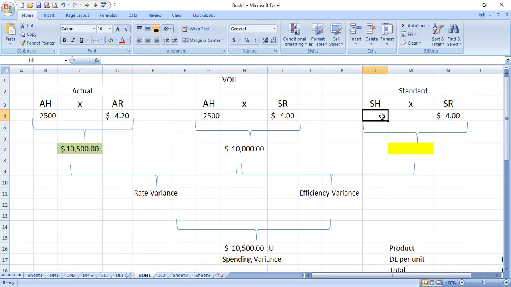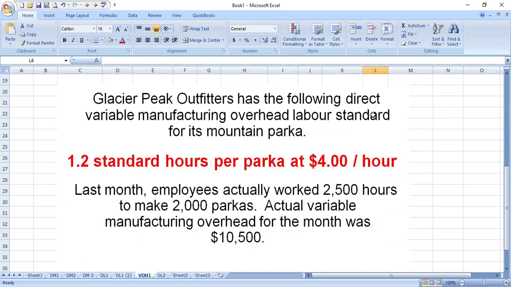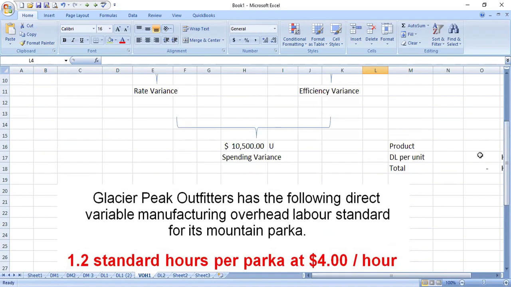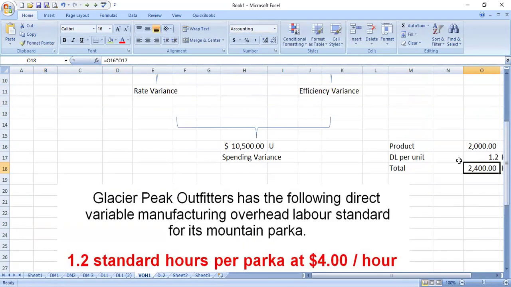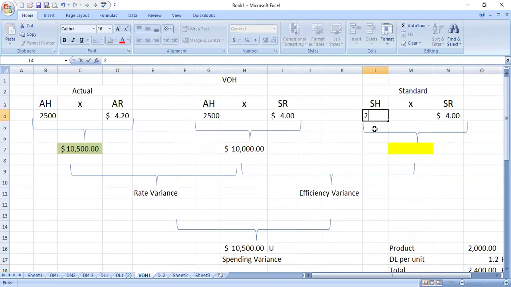The last piece of the puzzle was how many standard hours we need to produce 2,000 units of our parka. So the 2,000 is our production. Per unit, we need to spend 1.2 hours. So in total, we need 2,400 hours. So we have all the numbers, and now we can start calculating our variances.